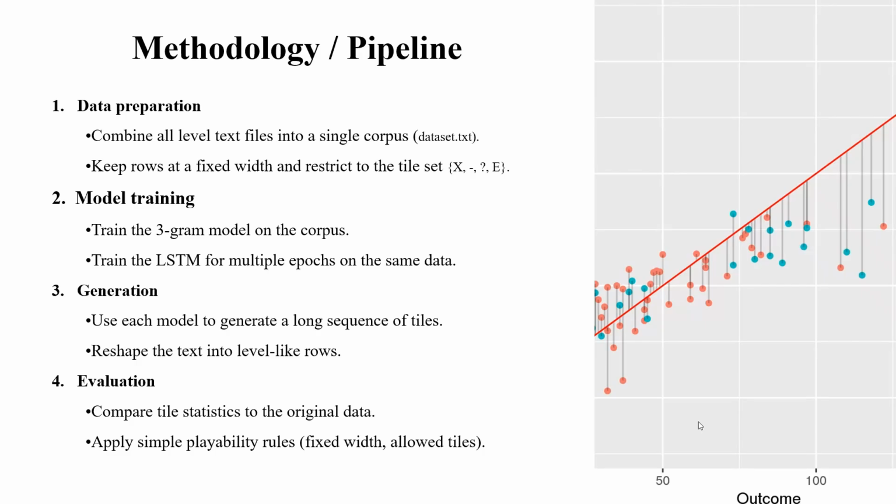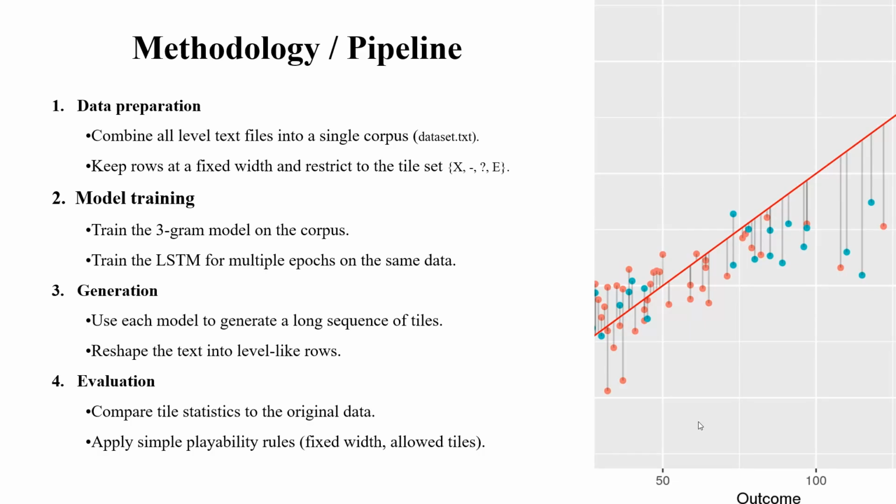Here is the overall pipeline I followed. First, I did data preparation. I combined all of my level text files into one big corpus called dataset.txt as a text file, while keeping the rows at a fixed width and only using the tile characters I defined. Second, I did model training.